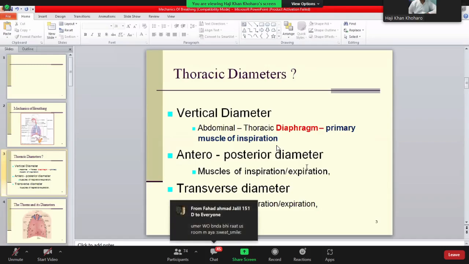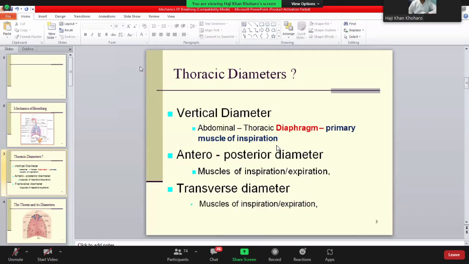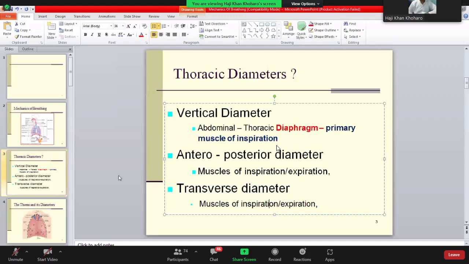The vertical diameter is maintained low or high by the diaphragm or thoracic diaphragm. And the anteroposterior diameter is increased or decreased by the muscles of inspiration or expiration. Similarly, the transverse diameter is also increased or decreased by the muscles of inspiration and expiration.